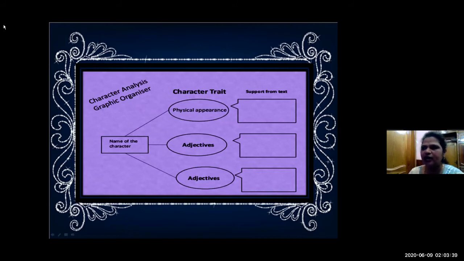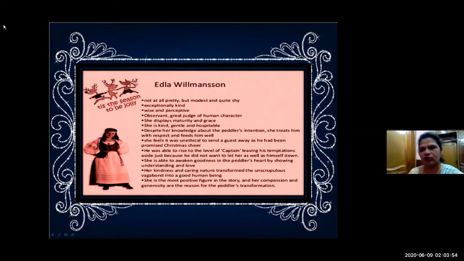Then about the physical appearance, about the adjectives and adjectives only. You have to support with examples from the text regarding this person, and you have to write down the full character sketch. For example, if you are asked to write the character of Adela Wilmanson, first you will write the name whose character sketch you are going to write. Then you will write about the facial features, that she was very pretty, modest, and quite shy.